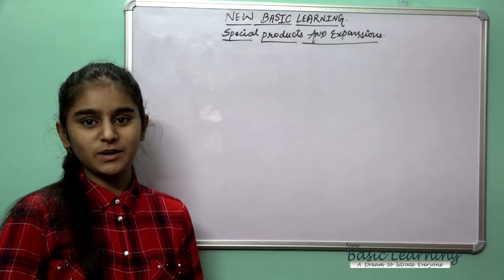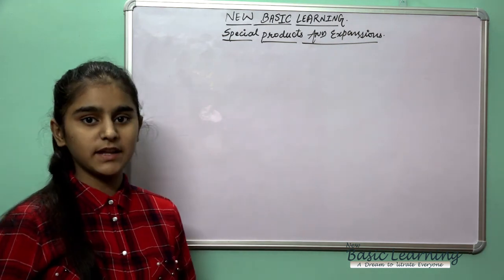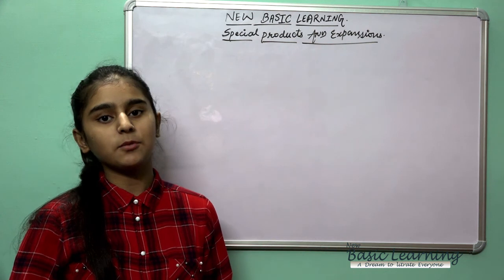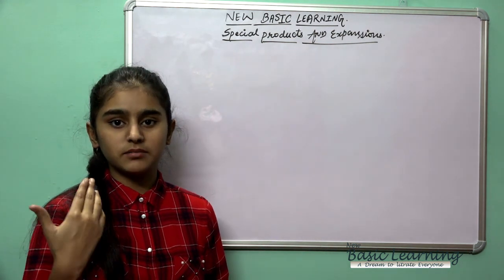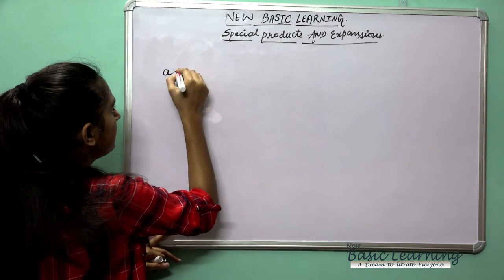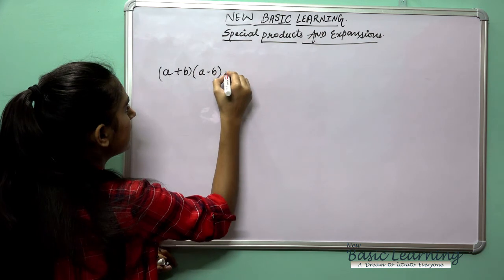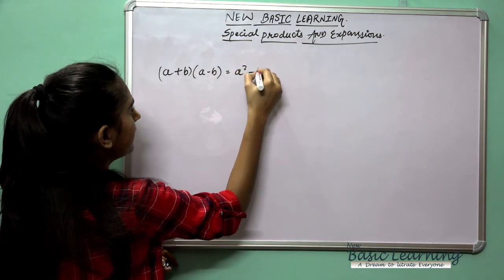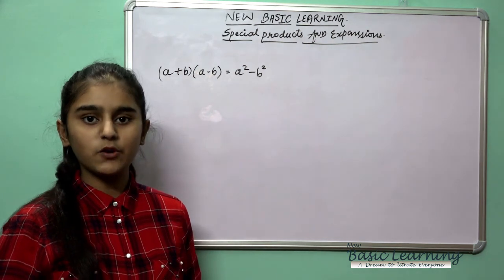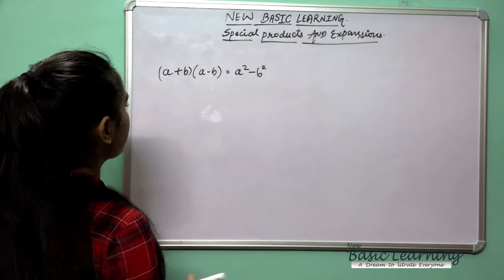Hello guys and welcome again to the new basic learning. Now in this chapter, I have explained in the previous video the 4 formulas, and here I am going to tell you the next formulas, that are (a plus b)(a minus b) gives you a square minus b square. Okay, so in this video I am going to cover all the formulas that are left. So let's start.